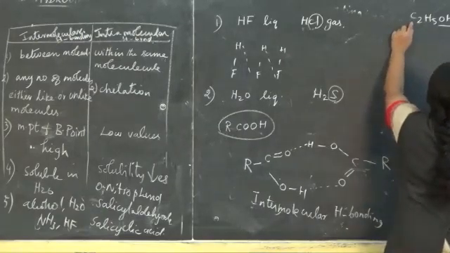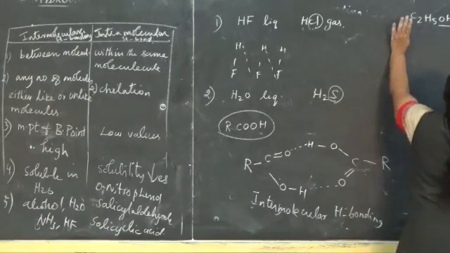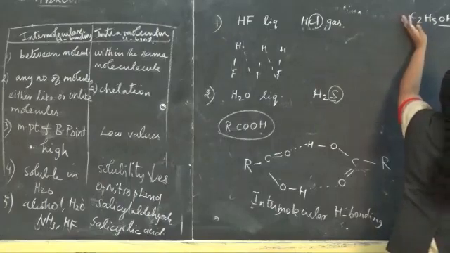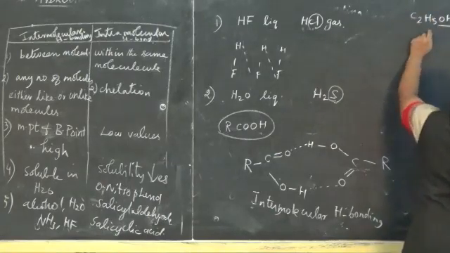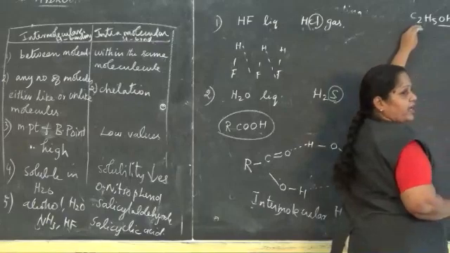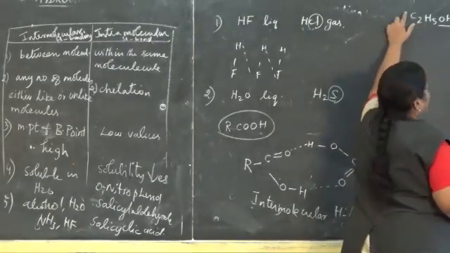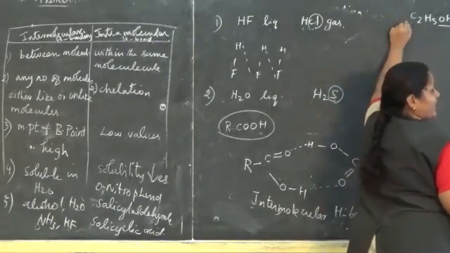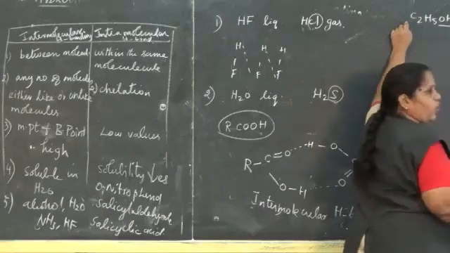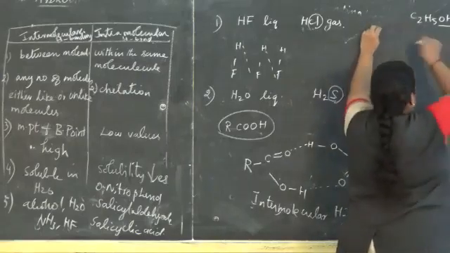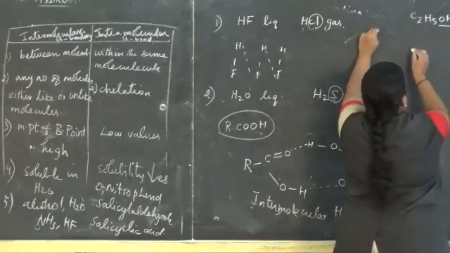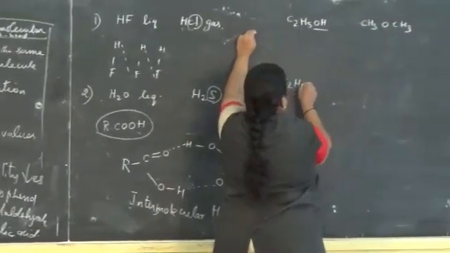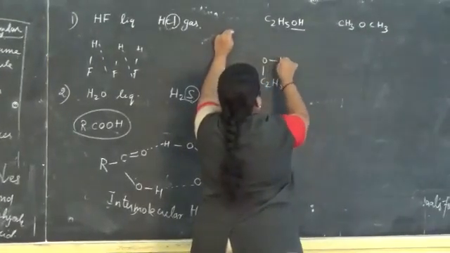Here also 2 hydrogen, 6 hydrogen and 1 oxygen are there. Here also the same. So the molecular weights of alcohol and dimethyl ether are almost equal. However, the boiling point of ethanol is higher than dimethyl ether. What is the reason? Listen: alcohol, C2H5OH.